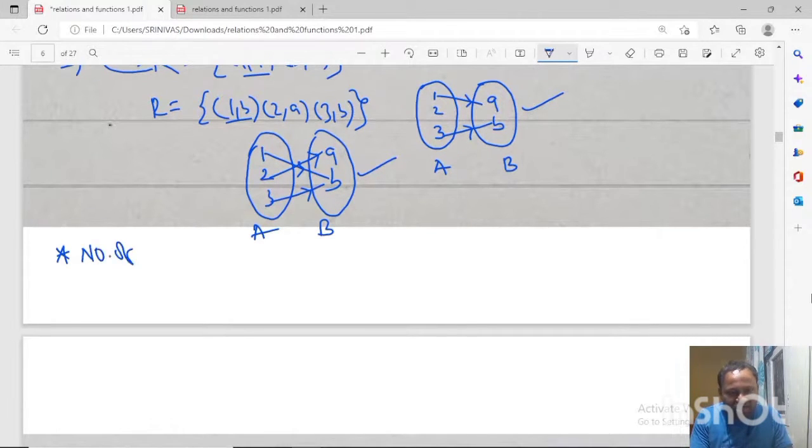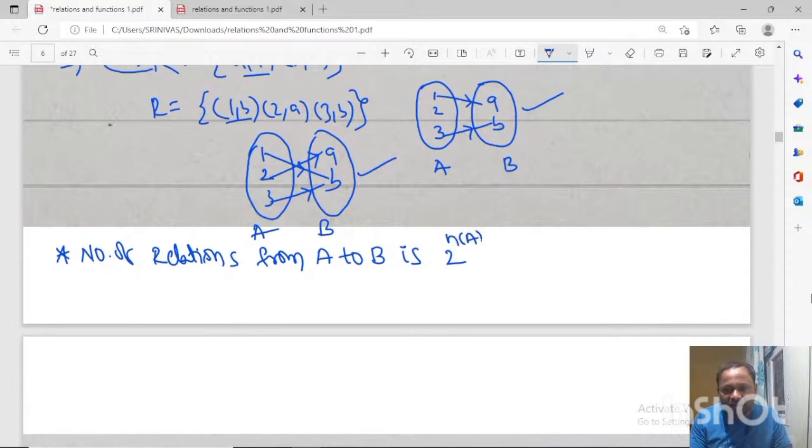Number of relations from a set capital A to another set capital B is 2 power n of A into n of B. So this is the most important formula, because based on this formula some of the questions will be asked. So I will give one question and you can say the answer.